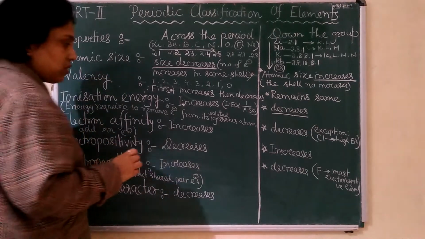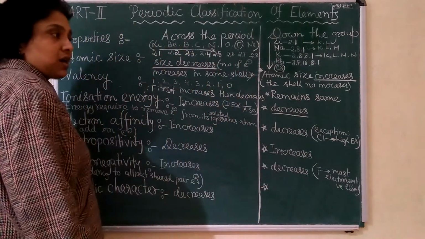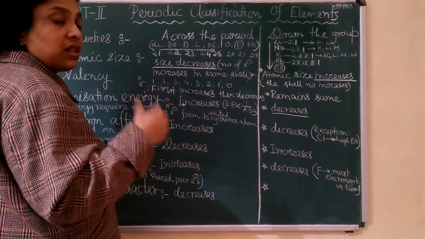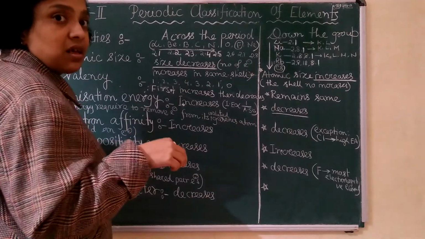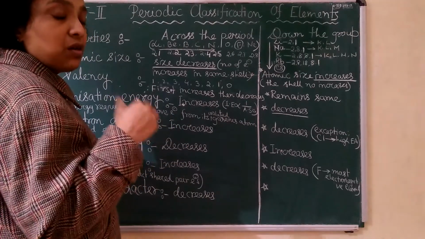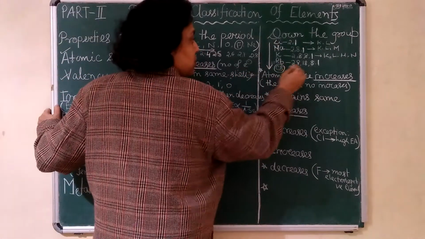Next, then, down the group, what will happen? Lose. It is the tendency to lose an electron. How easily the electron will be lost, that metal will be called to have more metallic character. That metal will show more metallic character. So here, who will lose an electron easily?